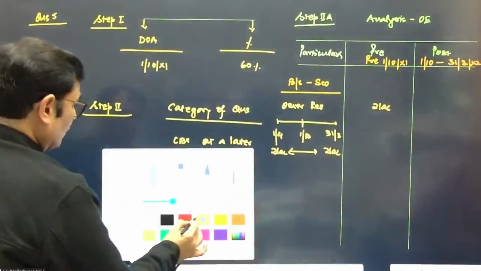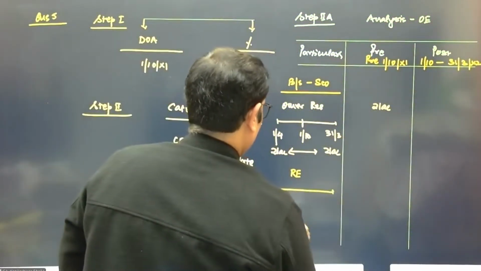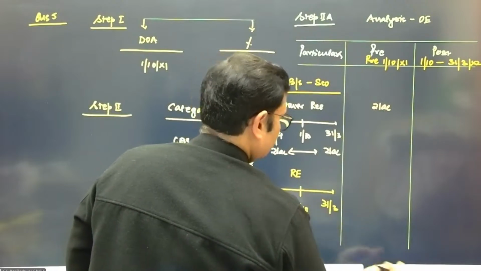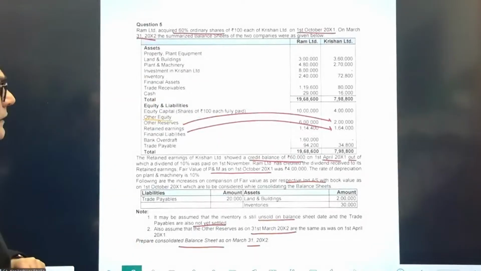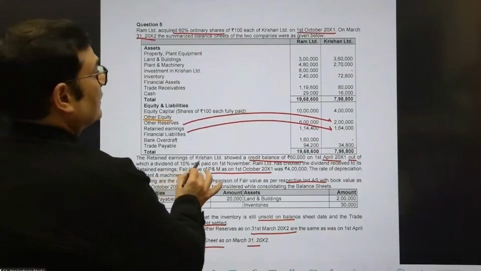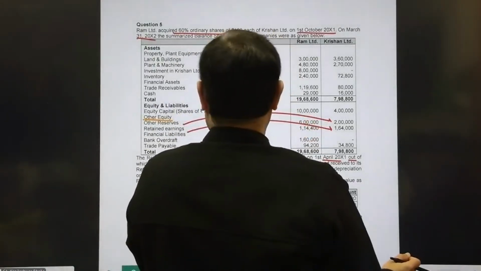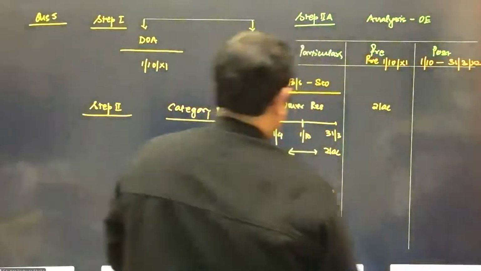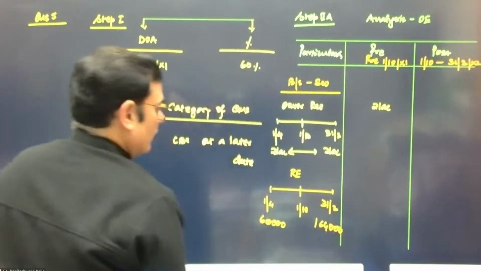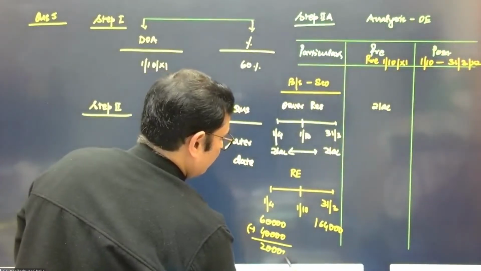Next, we are going to look at the retained earnings. Again, let's make a time scale as well: 1st April, 31st March, and let's mark 1st October. So the RE at the beginning of the year is 60,000, out of which we paid a dividend of 10% on 4 lakh. So the balance of RE at the beginning is 60 and closing is 164. Out of the 60, we paid a dividend of 10% on 4 lakh. That works out at 40.